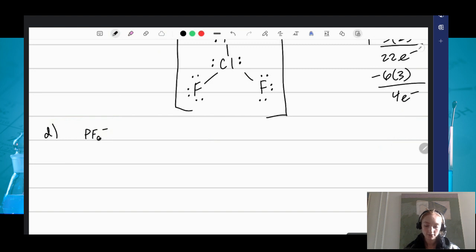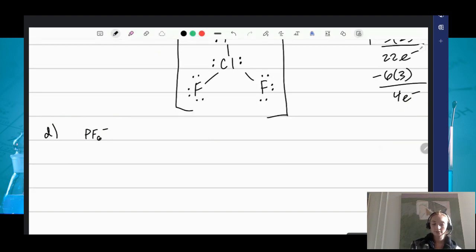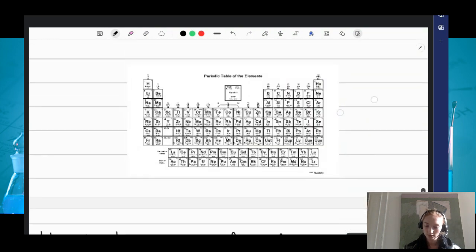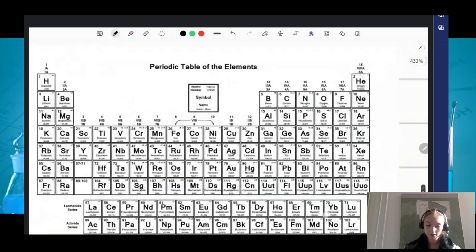Okay, let's move on to this one. This is phosphorus, and it has 6 fluorines, and it has a minus charge. So let's write down how many valence electrons we're working with here. So we have phosphorus, and phosphorus has, I believe, let's look at the periodic table because I'm not too sure off of the top of my head. So phosphorus is right here. So it's 1, 2, 3, 4, 5 columns down. So it's going to have 5 valence electrons.